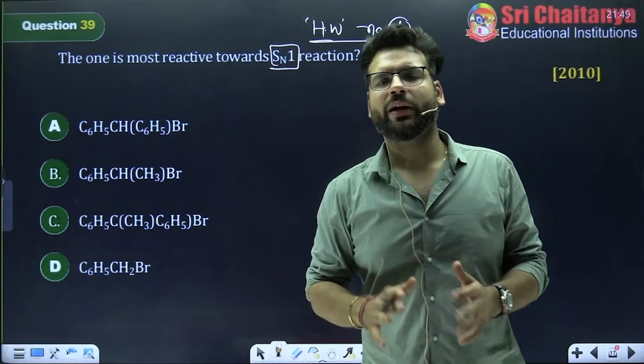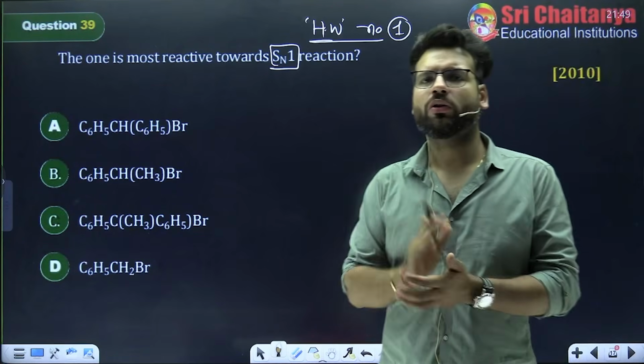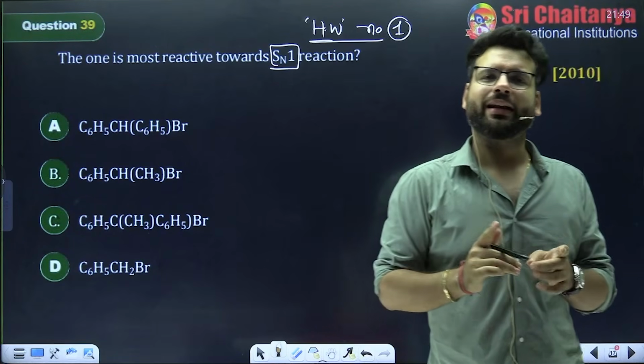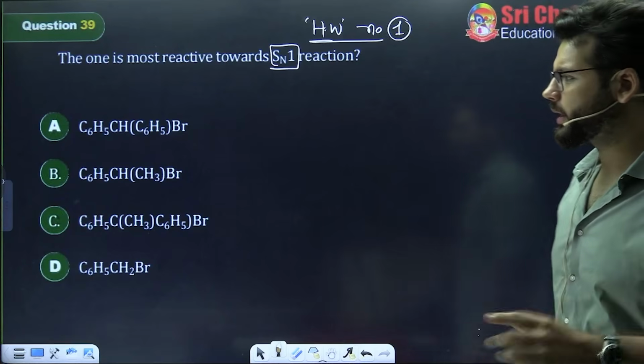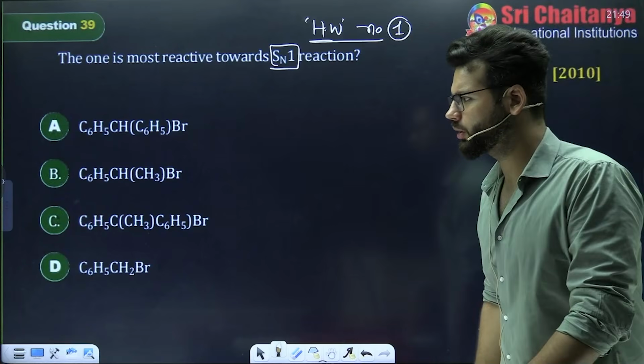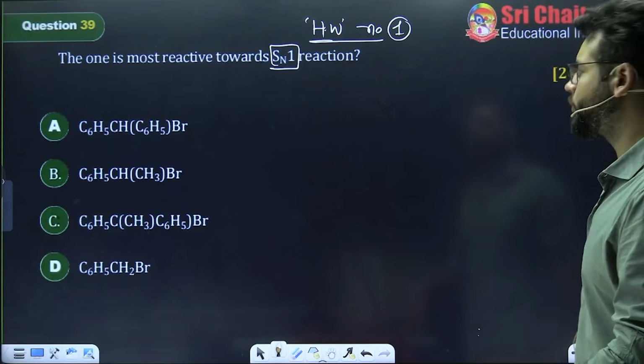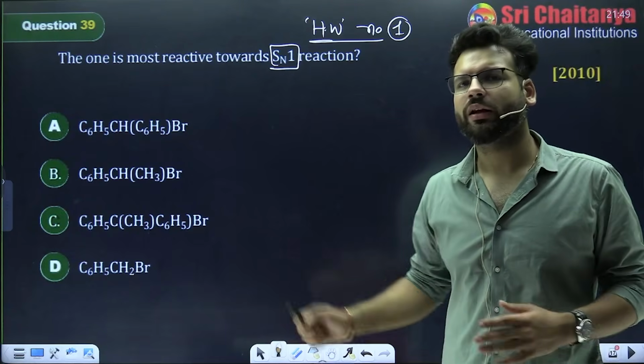Okay, tell me in the comment box which is most reactive for SN1. Draw the carbocation yourself and tell me which carbocation you think is the most stable one. I hope you are ready with your pens and notebooks and you are able to solve it.